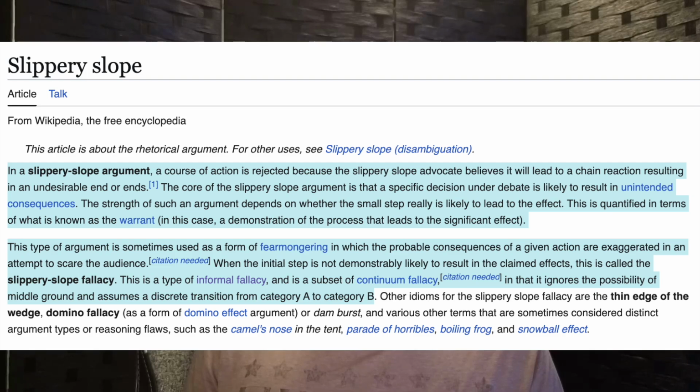This type of argument is sometimes used as a form of fear-mongering, in which the probable consequences of a given action are exaggerated in an attempt to scare the audience. When the initial step is not demonstrably likely to result in the claimed effects, this is called the slippery slope fallacy. This is a type of informal fallacy and a subject of continuum fallacy, in that it ignores the possibility of middle ground and assumes a discrete transition from category A to category B.